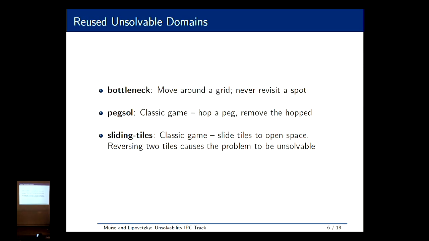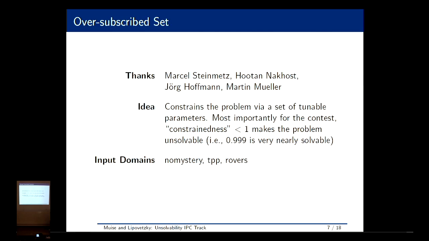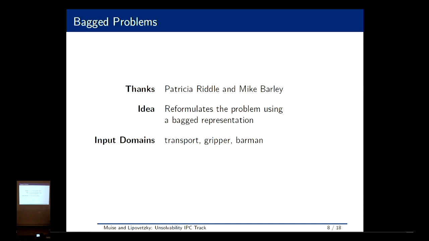So the domains. The three domains that we used and that you should know are bottleneck, for example, where you have to move around a grid, pixel and sliding tiles, you just make them unsolvable. Then oversubscribed. We have a set of domains, thanks to Marcel, Hutan, Jörg, and Martin. And we use basically the same idea, that they constrain the problem in such a way that there is no solution. We have a set of problems: over-no mystery, over-TPP, and over-others, whenever you see the results.